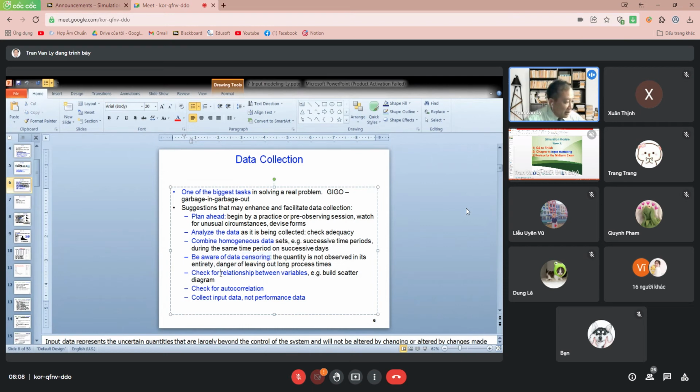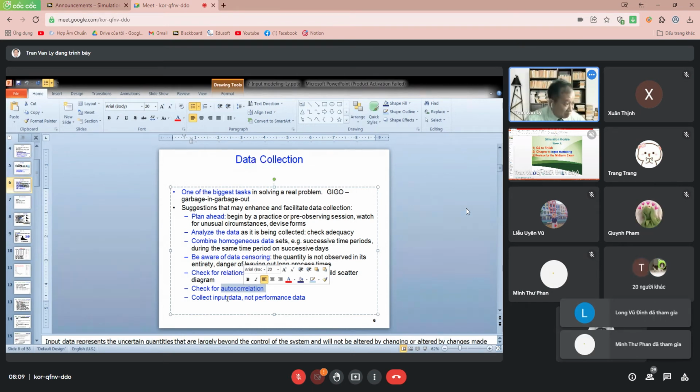Among variables, you need to check the relationship. You can figure it out by drawing a scatter plot. Then autocorrelation: you see whether the data are independent or not. Independence is a property of random numbers, one of the properties you learned before. That's why we learned in the past about the characteristics of data.